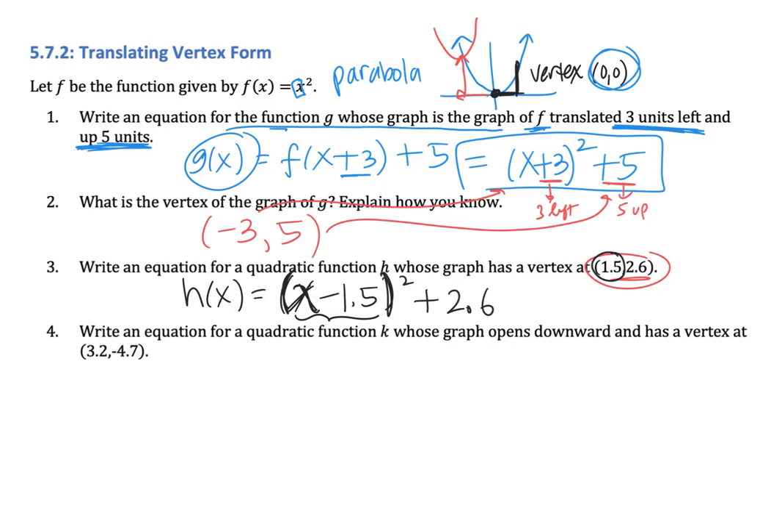So try the last one on your own. Pause for a moment and try it on your own, and then you can compare your answer with mine.